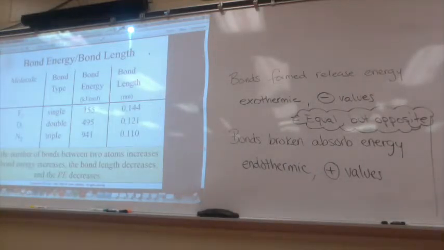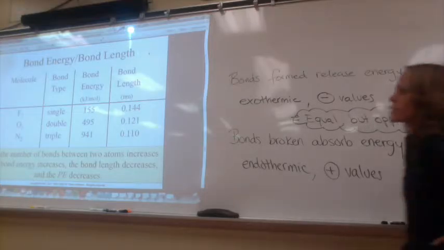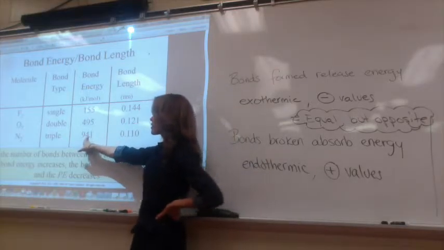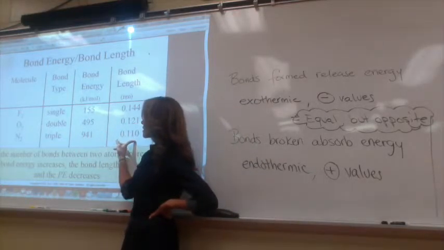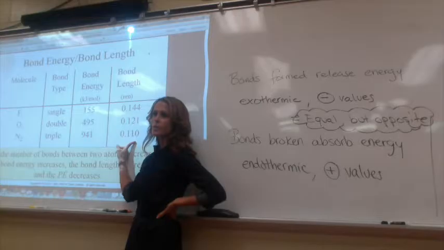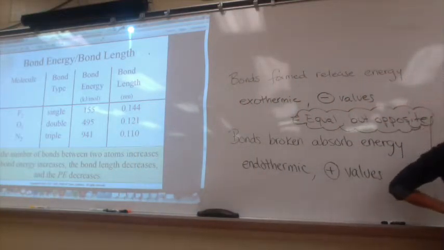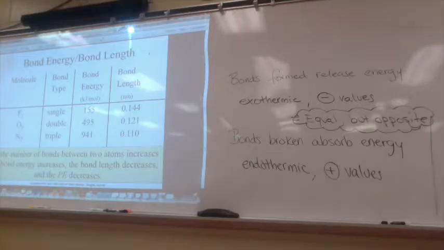So this is showing you the bond type. We have single, double, and triple bonds. High bond energy for a triple, and look, the bond length is decreased. Which of these has the lowest potential energy? Triple. The triple has the lowest potential energy because you have closer atoms.